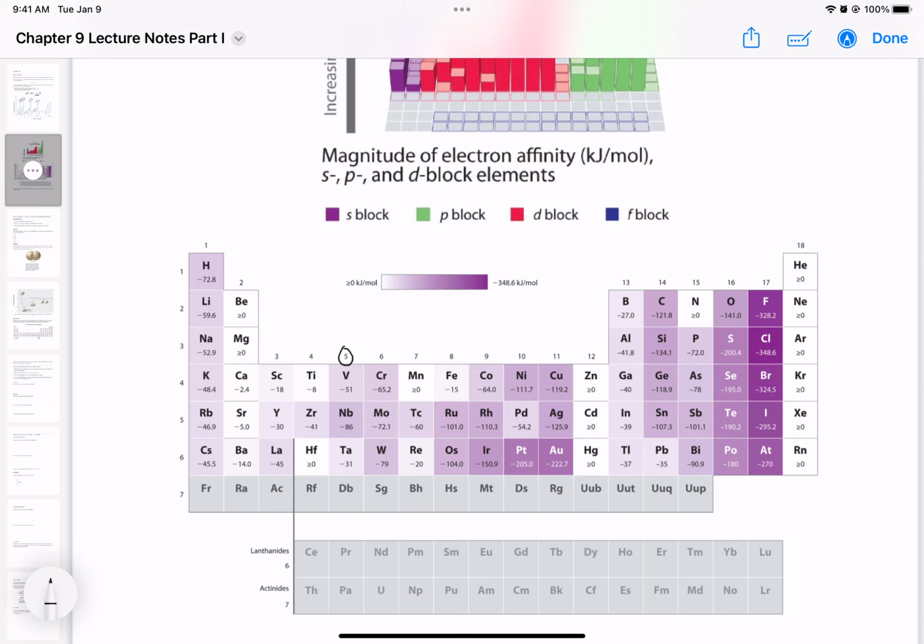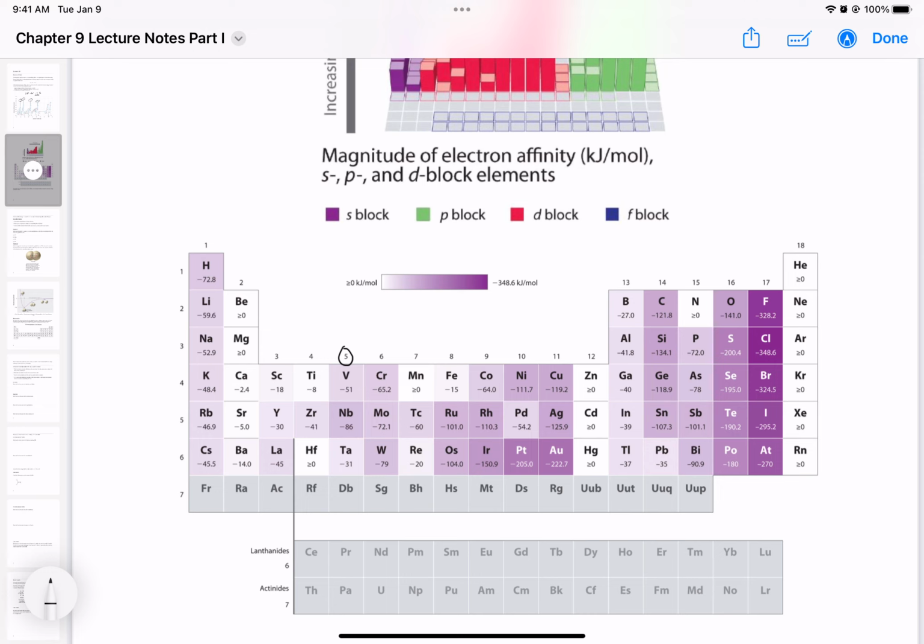Electron affinity increases, meaning more energy is released as we go up a column and to the right of the periodic table. Okay, but don't worry too much about explaining the trend. Just understand what the numbers mean. The more negative you are, the more energy you release, so the more favorable the process is. And if you need to put in energy to gain an electron, it's not going to be a very favorable process.